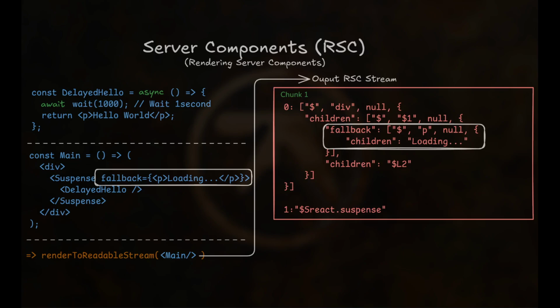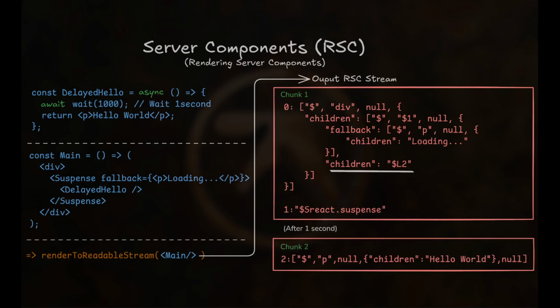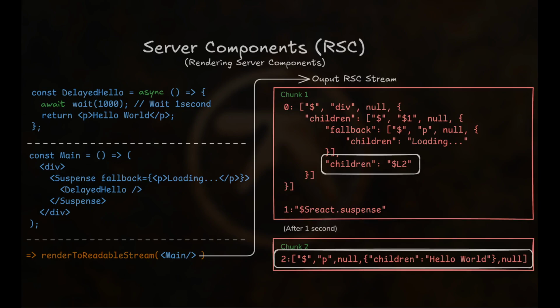And the child of the Suspense component is the delayed component, which seems to be $L2. Now it's not present in the first chunk, but after 1 second, we'll get chunk 2. In chunk 2, we can see it has 2 as the key and the paragraph element rendered with hello world text. The $L2 in Suspense contained a reference to this chunk value. So what React will basically do is replace the $L2 with this new chunk value when it consumes this response on the client.